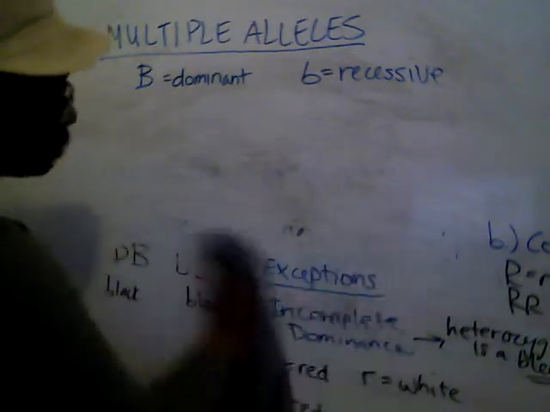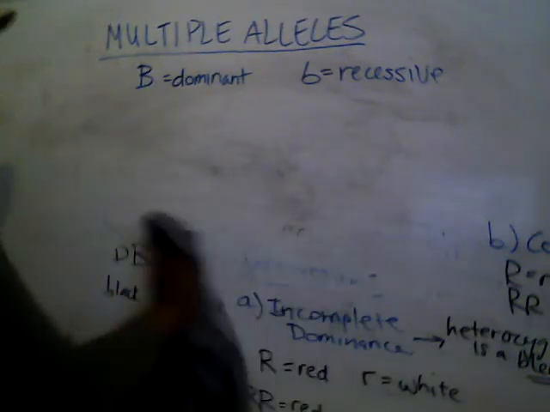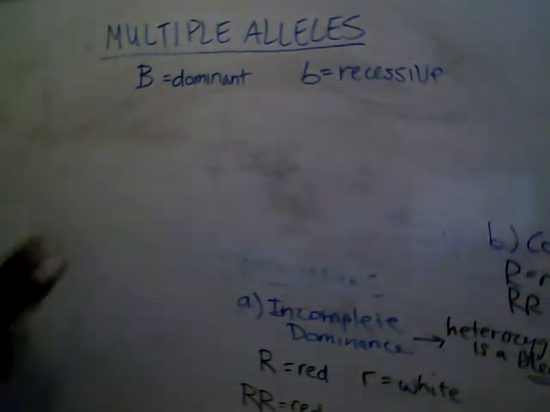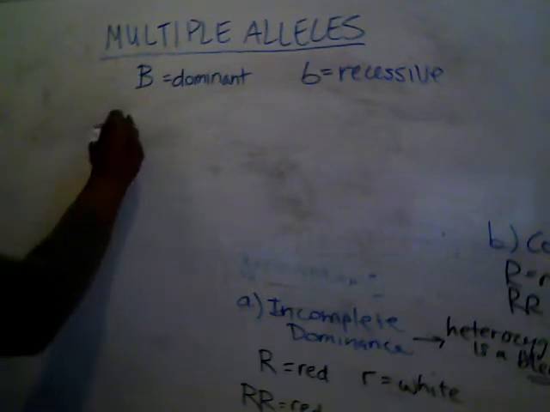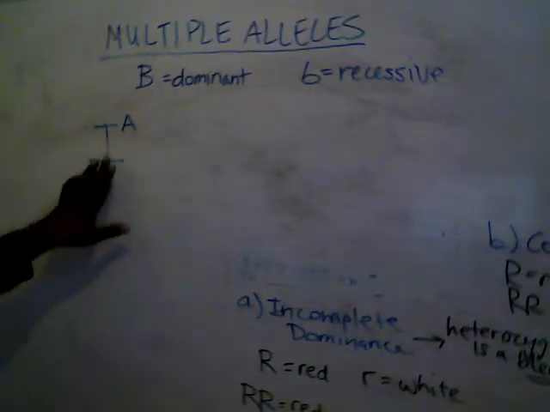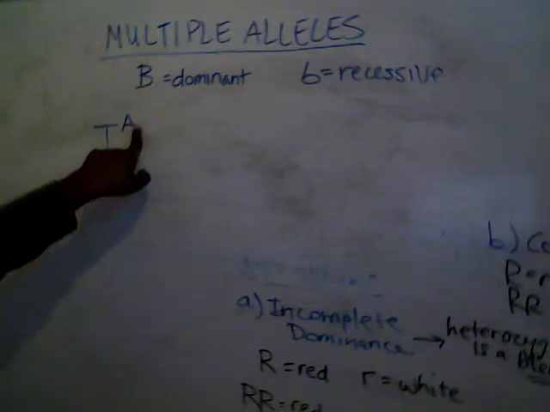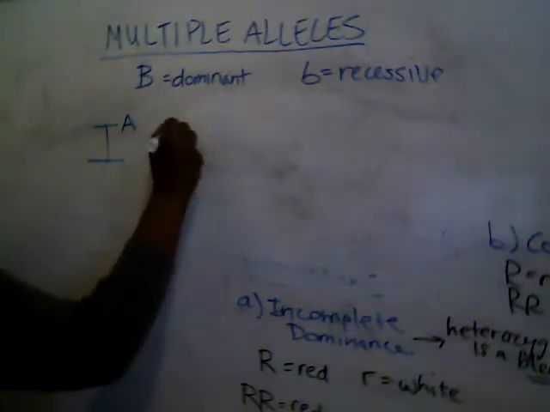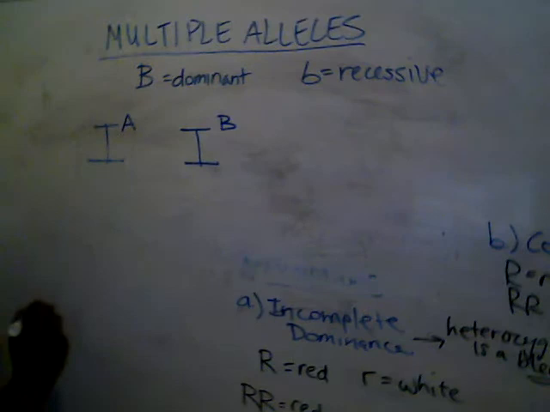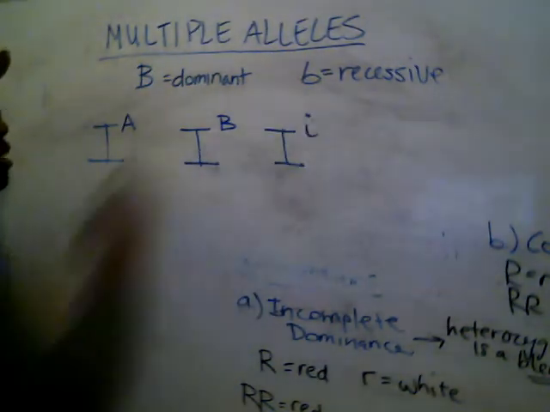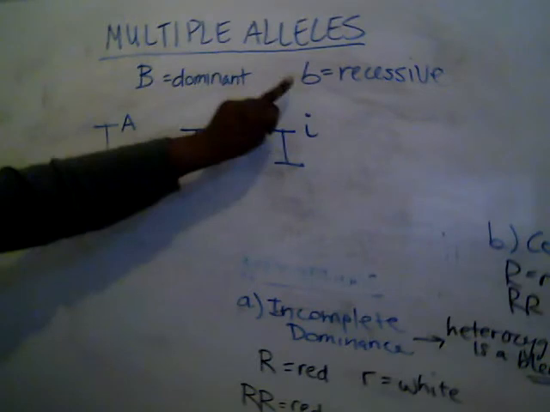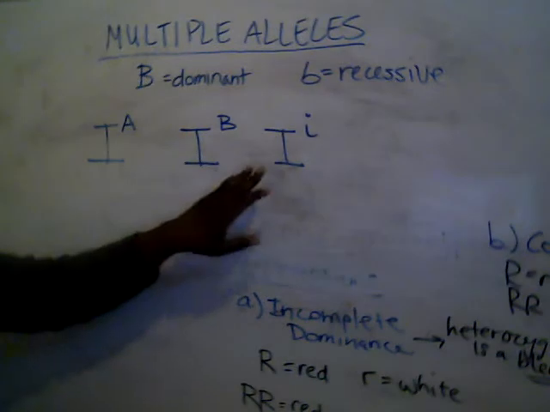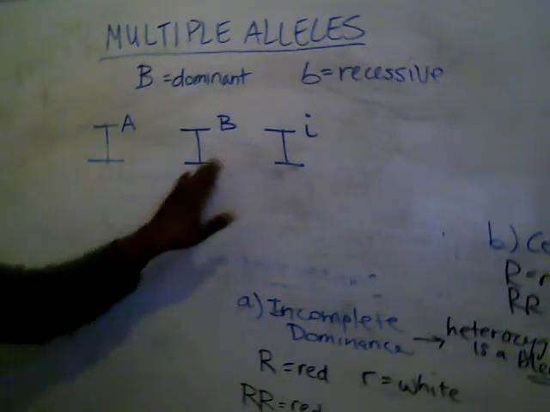So I'll go through the example with blood group. With blood group, you have three different choices that you can inherit from your parents. For whatever reason, for blood type, they always use the letter I with a little letter up here as a superscript. So either you can inherit an A from your parent, you can inherit a B, or you can inherit an i. So it's not just a big B and a little b. You don't just have two allele options. You actually have three. So this would be an example of multiple alleles. You have more than two.